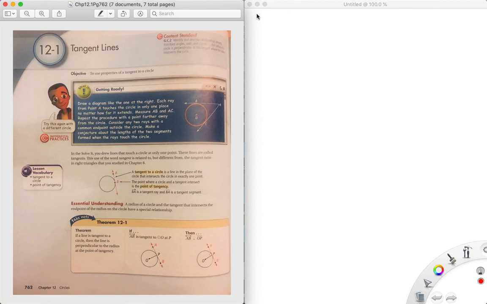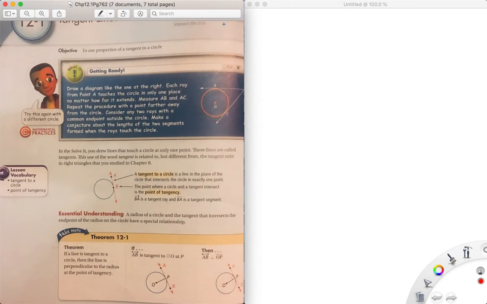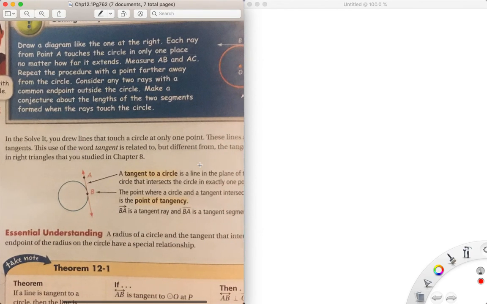This is chapter 12, section 1, tangent lines. A few sections of this chapter are going to be very definition heavy, less so math heavy, so these will go a little quick. The first definition they give us is that of a tangent circle.